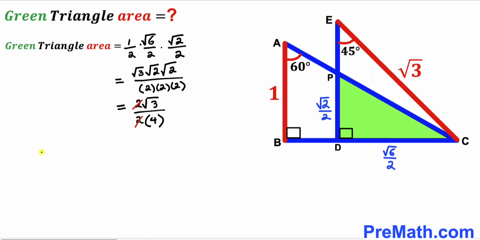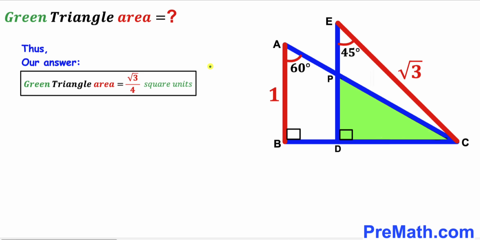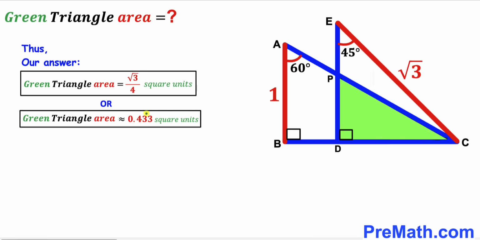So therefore the area of this green shaded triangle turns out to be simply square root of 3 divided by 4 square units. So thus, after all the calculations and manipulations, the area of this green shaded triangle turns out to be square root of 3 divided by 4 square units. And that is going to be approximately equal to 0.433 square units as well. And that's our final answer.